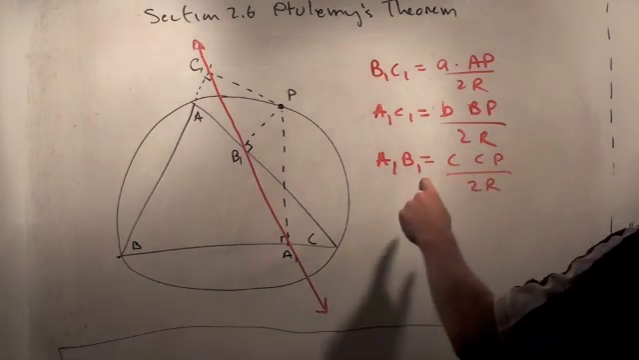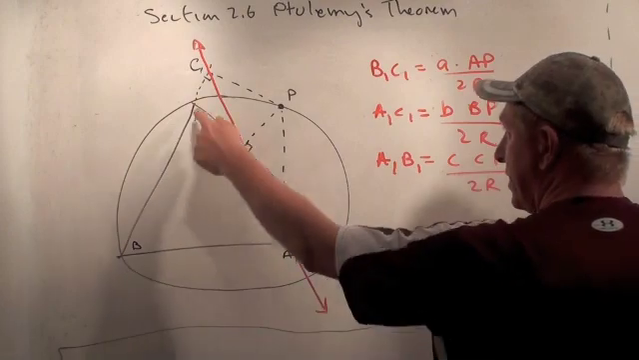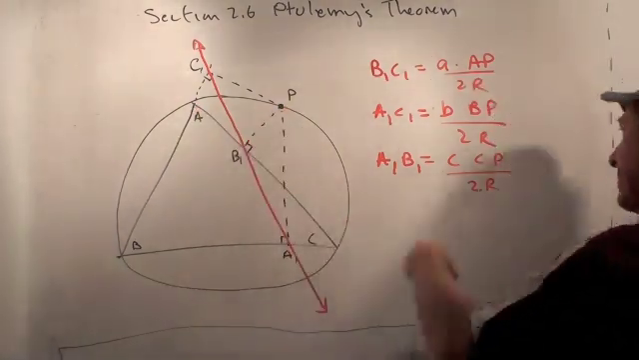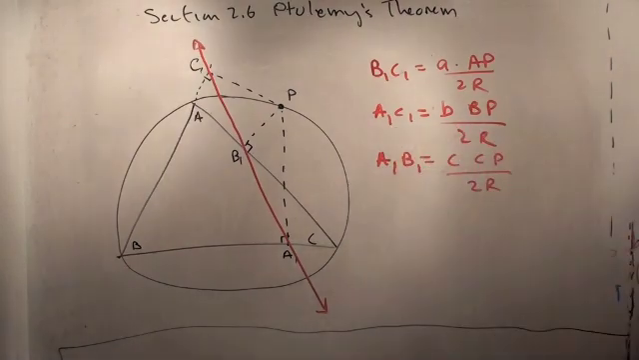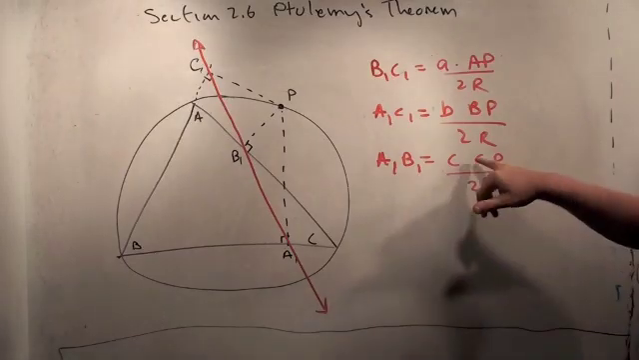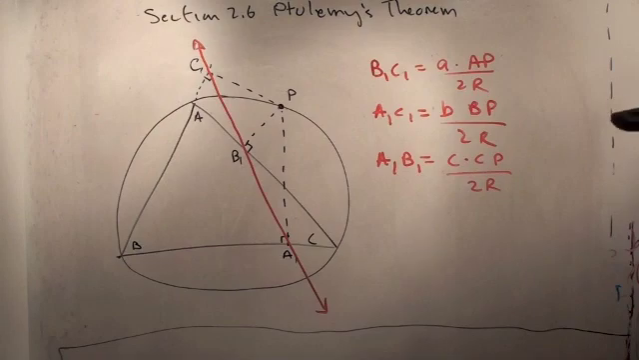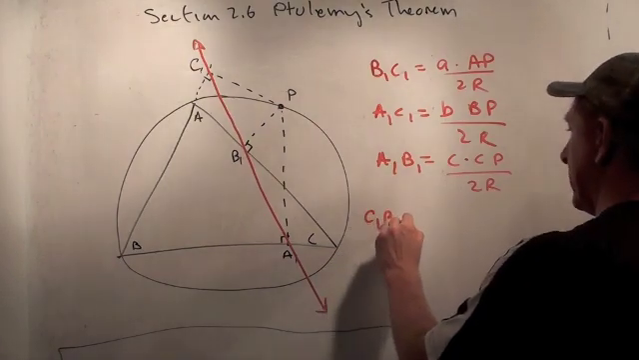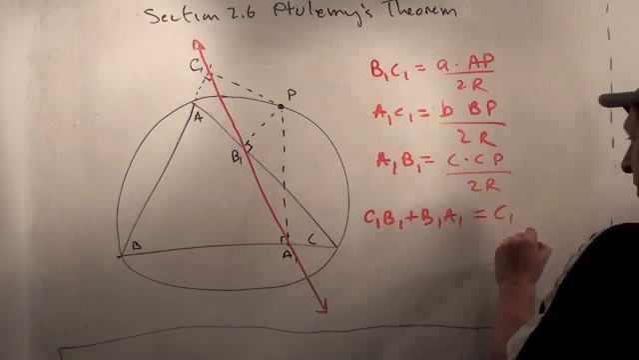formulas still hold. The distance B1 to C1 is equal to side length A times AP over 2 times the radius of the circumscribed circle. A1C1 is B times BP over 2 times the radius of the circumscribed circle. And A1B1 is C times CP, the distance from C to P, over 2 times the radius of the circumscribed circle. Although, in this case, we actually have a very interesting situation in that C1B1 plus B1A1 happens to equal C1A1.